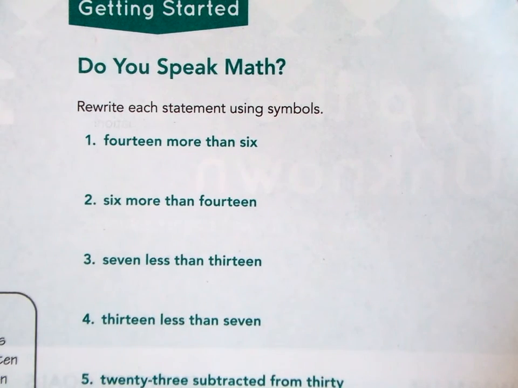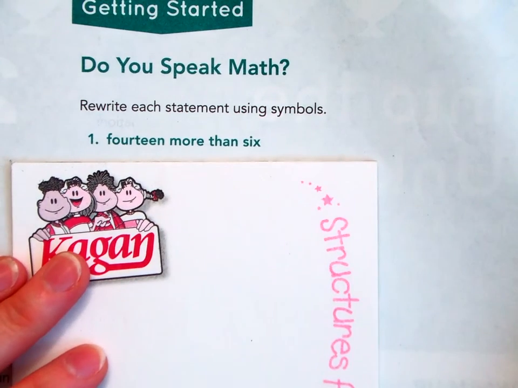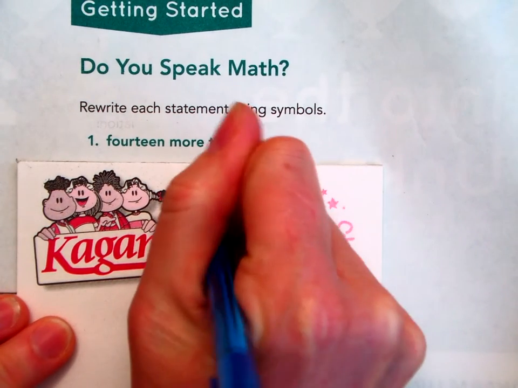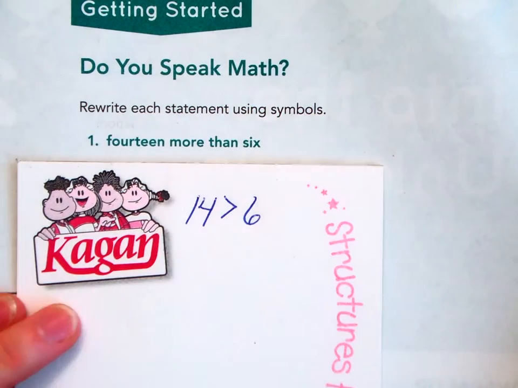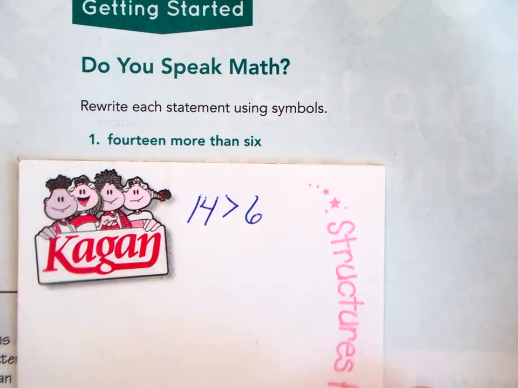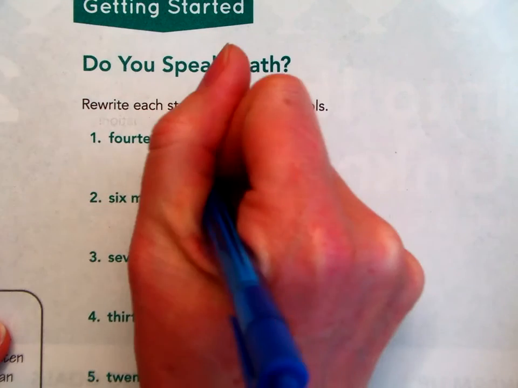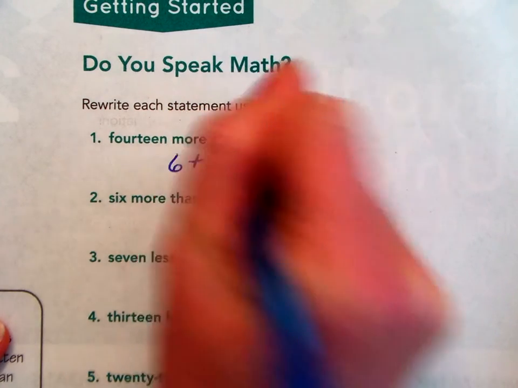14 more than 6. If your initial instinct was to use an inequality symbol, you would be doing what most of the students did when I first assigned this. They're really looking for an operation here. 14 more than what you started with, which was 6. You have 6, and you have 14 more.